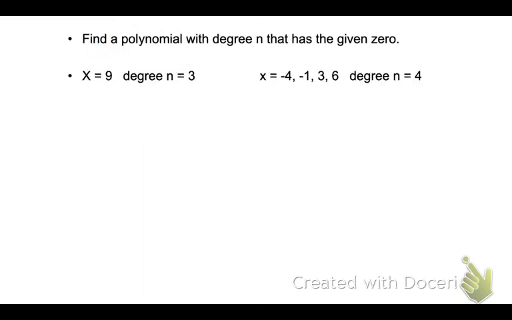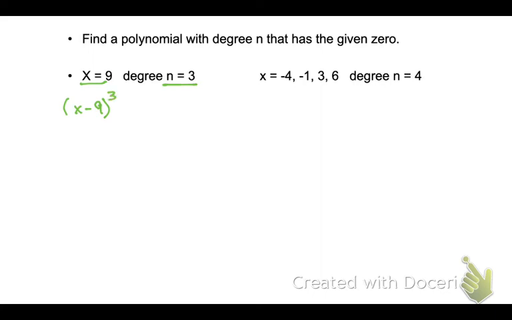Now, find a polynomial with degree n that has the given zeros. So I have one zero, but I want what degree? Third. So what factor did x equals 9 come from? X minus 9. Now, in order to get a third degree, I'm going to have to put a what on this quantity? A 3.